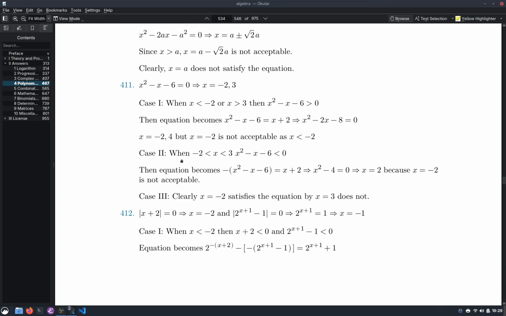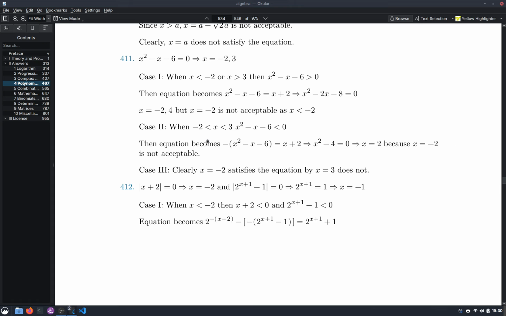Now the second case we take is when minus 2 is less than x less than 3. In that case, we see that x square minus x minus 6 is less than 0. So the equation becomes minus of x square minus x minus 6 is equal to x plus 2, or x square minus 4 is equal to 0. So x is equal to 2, because again x is equal to minus 2 is not acceptable. Now if you see the equation, the left hand side has minus 2 as a root, and if you look at the right hand side, that is x plus 2, x is equal to minus 2 is again a root. So x is equal to minus 2 satisfies both the left hand side and the right hand side. But x is equal to 3 won't satisfy the right hand side, although it satisfies the left hand side. So we have that sorted.